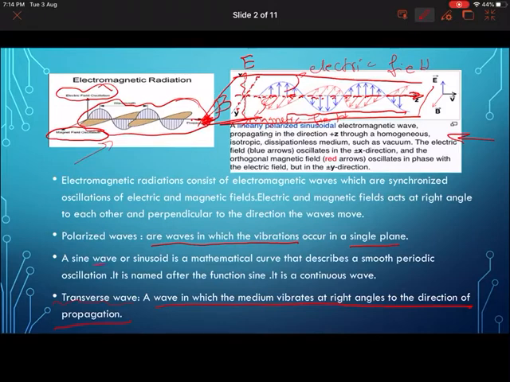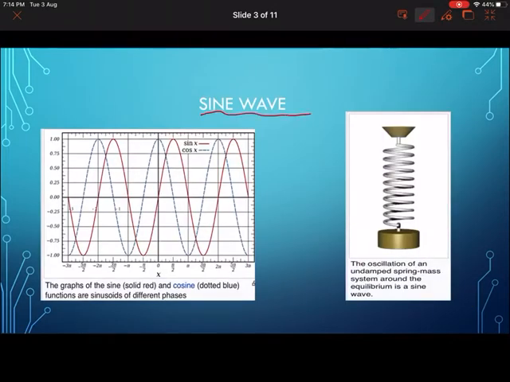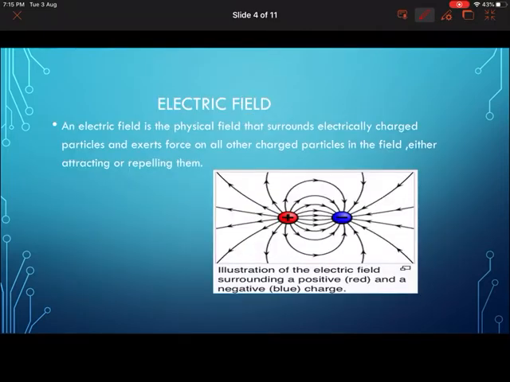So a sine wave or sinusoid is a mathematical curve that describes a smooth periodic oscillation. It's named after the function sine, and it is a continuous wave. If we think of a sine wave, this is the shape in the red color. This is the shape of the sine wave. It's a continuous wave.